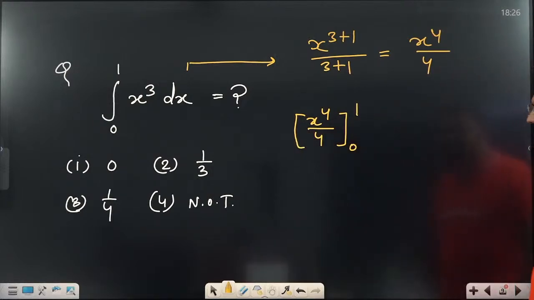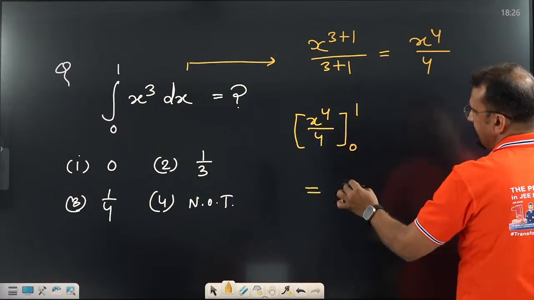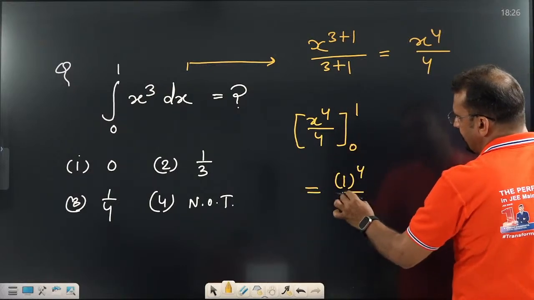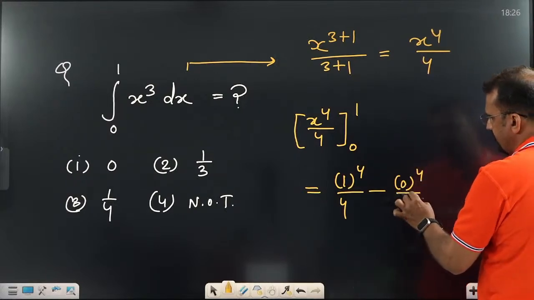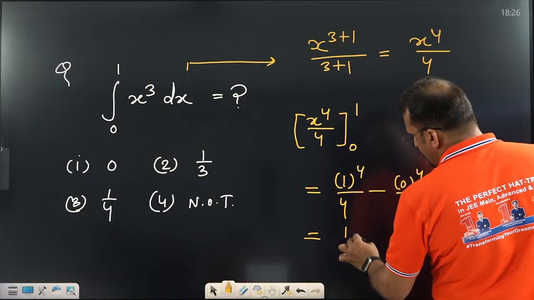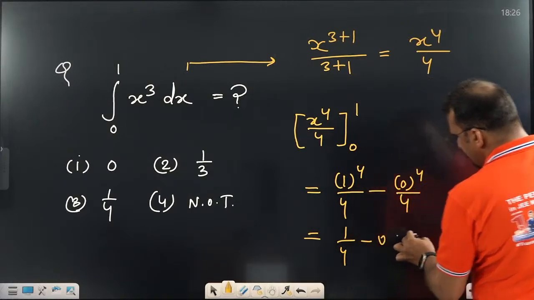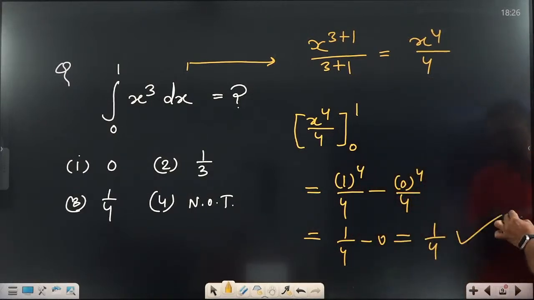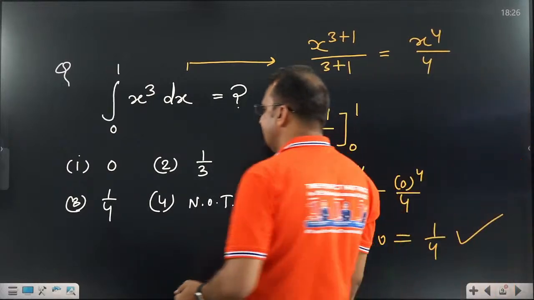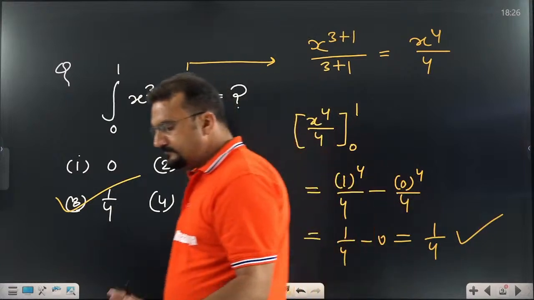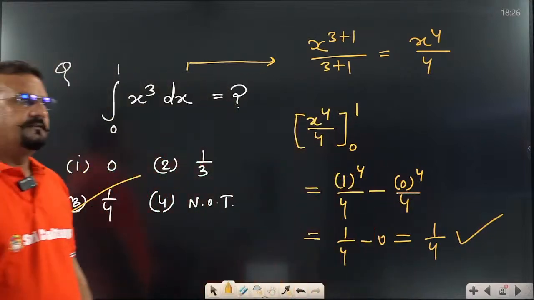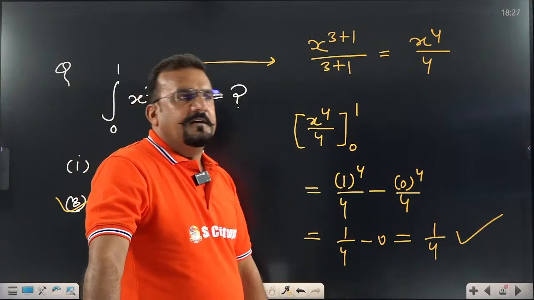Now put the upper limit in place of x. When we put 1, it is 1 power 4 divided by 4, minus the second one, 0 power 4 divided by 4. This is going to be 1 by 4 minus 0. That is, 1 by 4 is the right answer. What is the right answer? Option 3 is the right option. Very good. Done. I think this is clear to everyone.